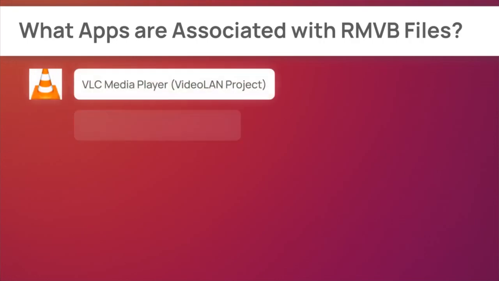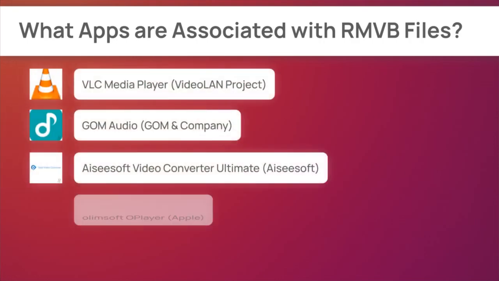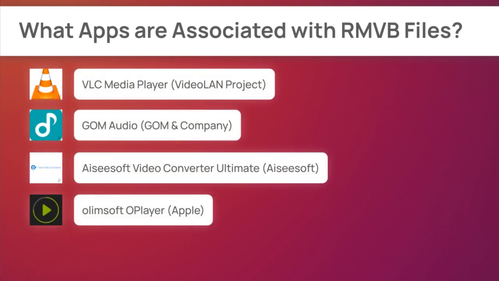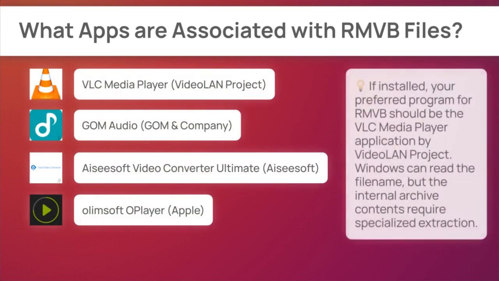The specific reading module for RMVB files is provided by VLC Media Player from VideoLAN project. Full file extraction and decompression must be managed by a third-party utility. Windows plays video smoothly when supported, but unsupported types require extra codecs.